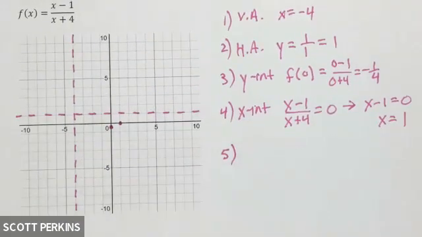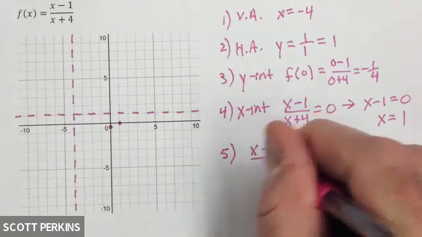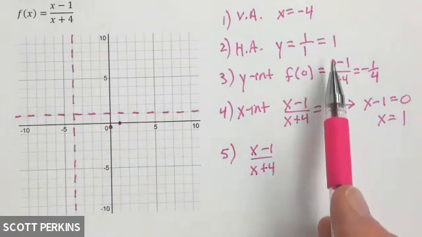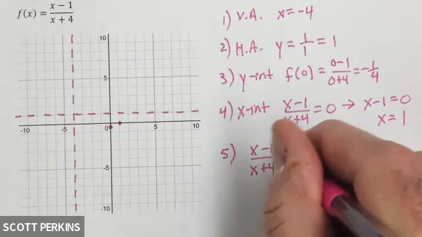Remember, this question is, does it go through the horizontal asymptote? So here's how you do this. You're going to take your function, x minus 1 over x plus 4, and you're going to ask, does this ever take on the value of the horizontal asymptote? So I'm going to look back up. The value of my horizontal asymptote is 1. So I want to know, does this ever have the y value 1?